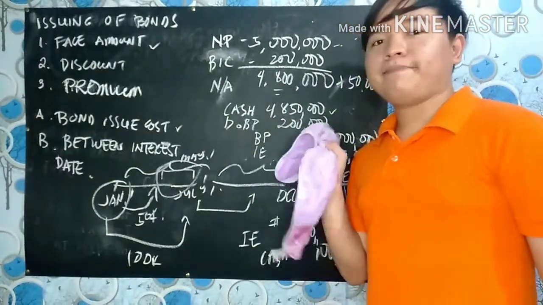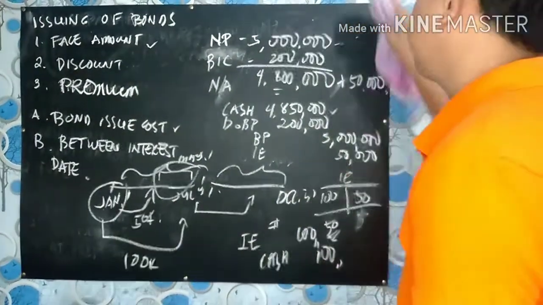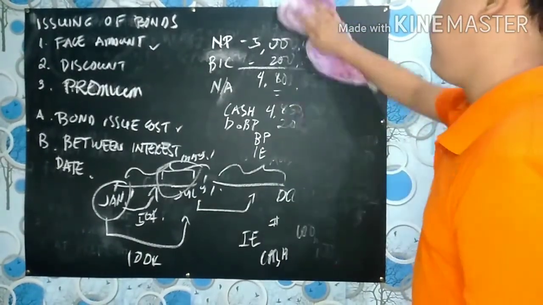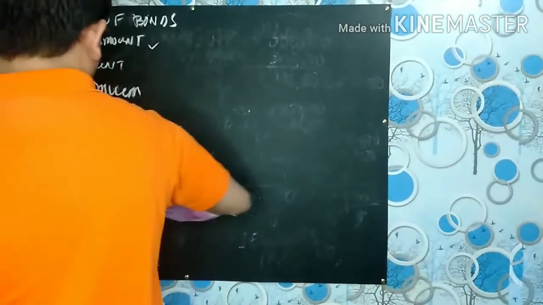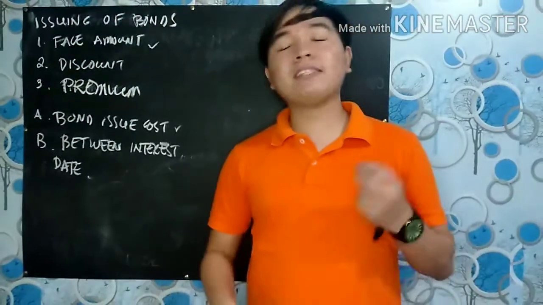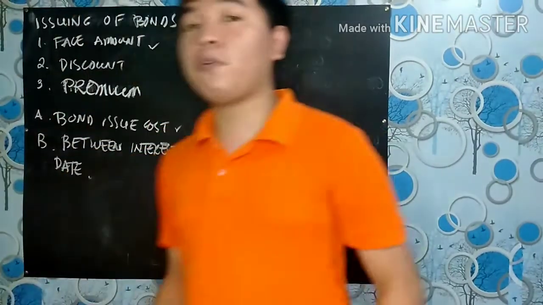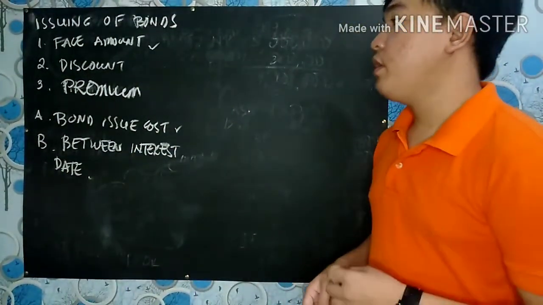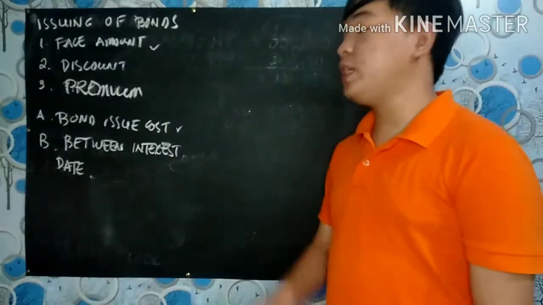Burahin ko lang po ito. Yan, picture niyo muna. Okay. So, let's proceed to premium. Sabi ko nga sa inyo kanina, premium kapag yung na-receive mo or yung net proceeds mo is mas mataas dun sa face amount. Okay? So, premium, may bond issue cost, and between interest date.